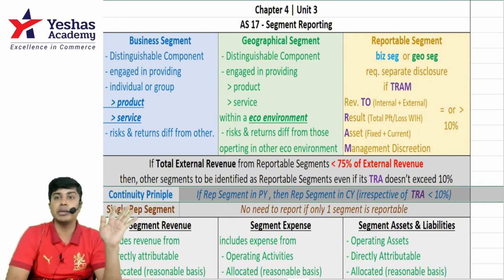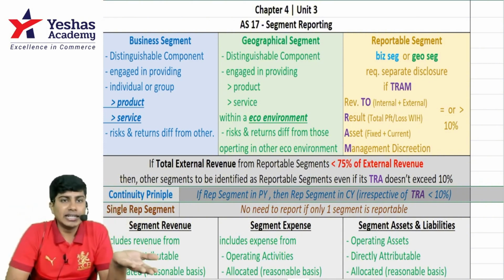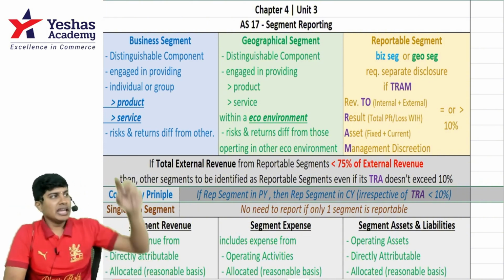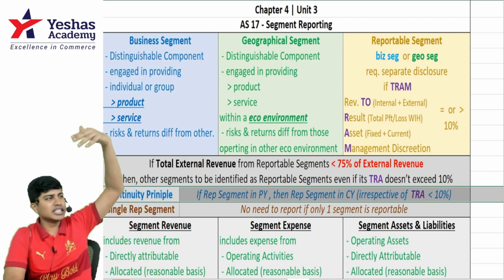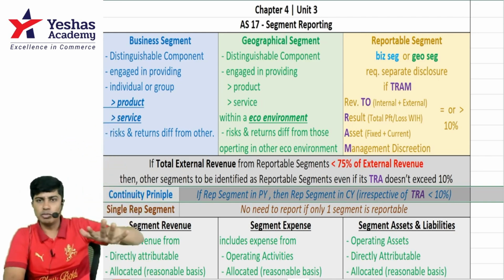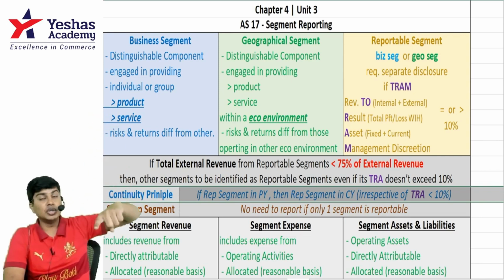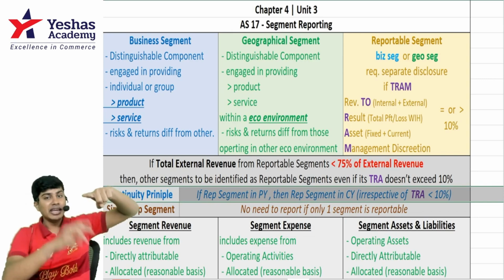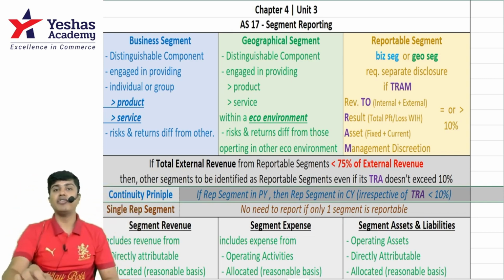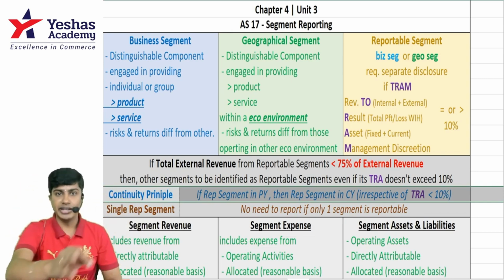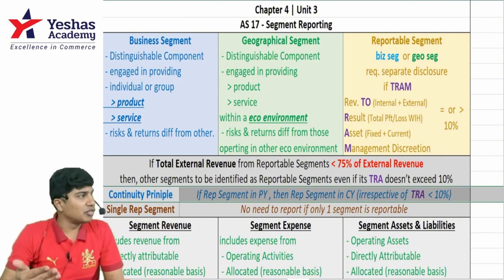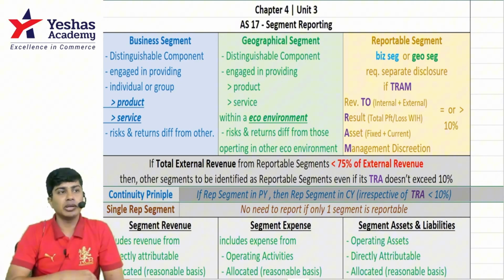Even if it doesn't fulfill the 10% criteria. Why is it so? Continuity principle. However, year 1 turnover, result, or asset is more than 10, year 2 not more than 10. Year 1 reportable based on the TRA condition. Year 2 reportable based on the continuity principle. Year 3 it has to fulfill the turnover, result, or asset criteria to be reportable. If it doesn't fulfill in year 3, it is not reportable.